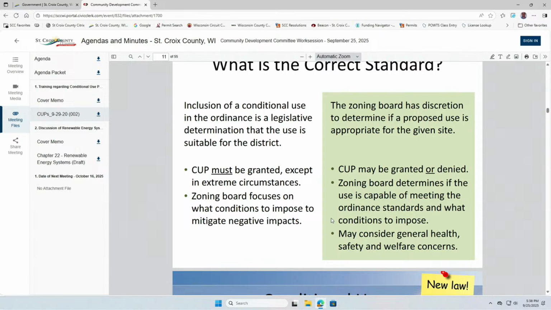So when we go back to the purpose and intent of the ordinance, again, they denied because of the health, safety, and welfare, and that is a big concern for any CUP. So if you're going to deny a CUP, you're going to want to tie it back to that purpose and intent, which is generally public health and safety.